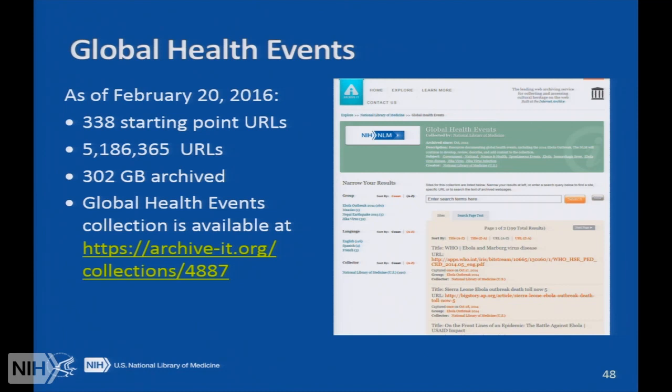As of our most recent monthly crawl that took place on February 20th, we have 338 starting point URLs. And crawling these has brought in over 5 million URLs and 302 gigabytes of data. The collection is available for searching and browsing via Archive-It's public interface at archive-it.org. We're adding description information to each starting point URL and have started adding collection-level records to facilitate discovery through the NLM catalog. The working group is also engaged in efforts to support research and use of the collections.